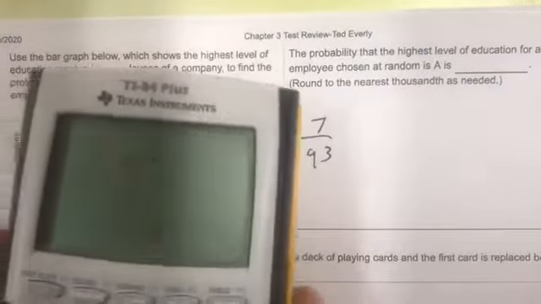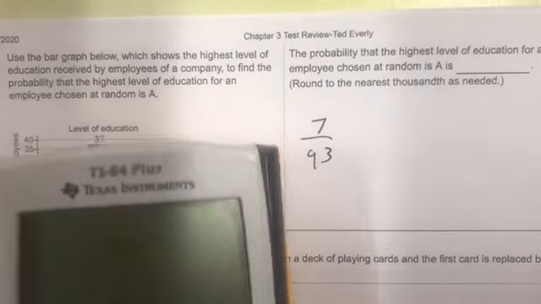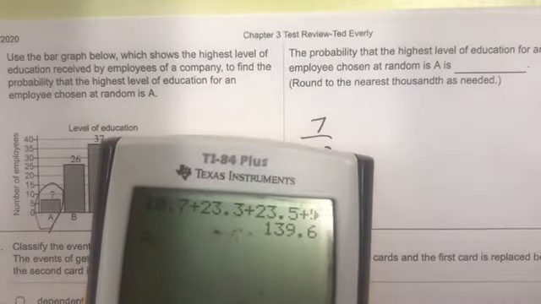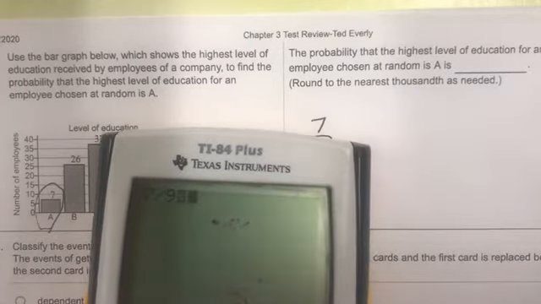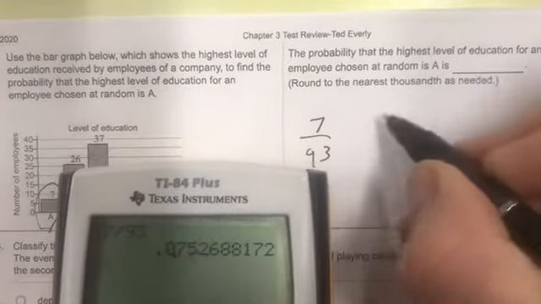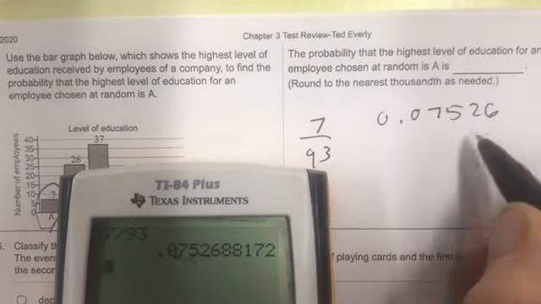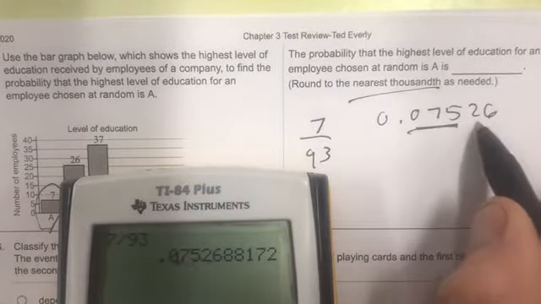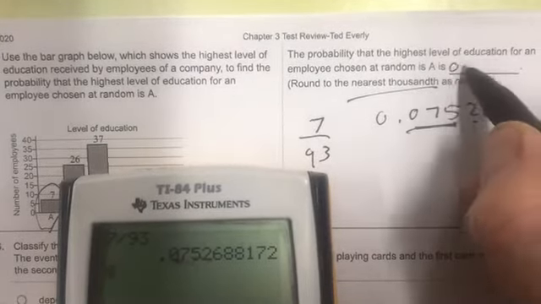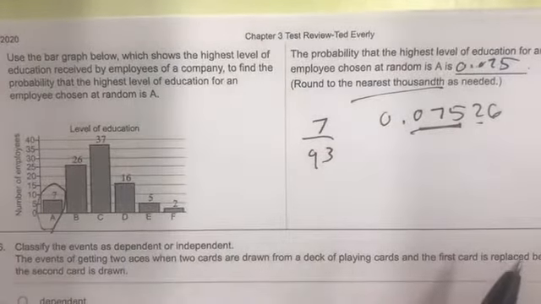All right, so I divide that. 7 divided by 93, and I get, oh, it went on. Clear it. 7 divided by 93. All right, I get 0.07526. All right, the nearest thousandth, which is these 3 digits there, the 2 does not make the 5 go up, so 0.075. Okay.